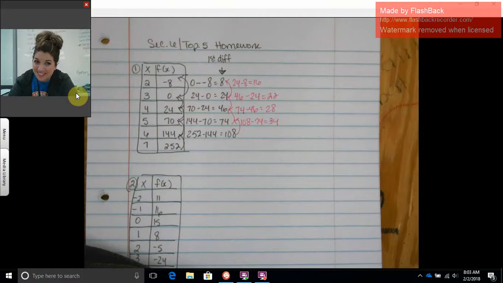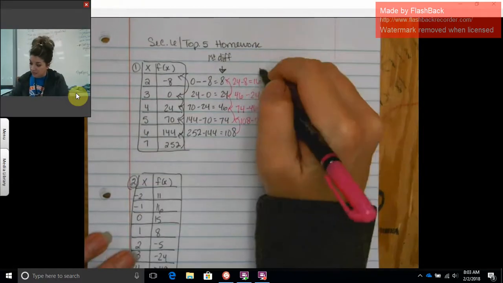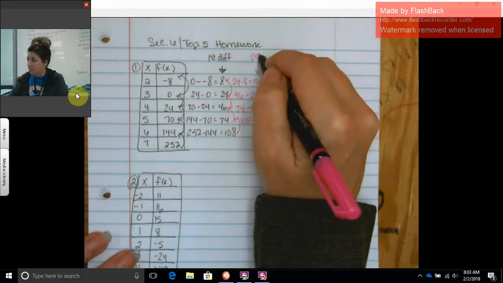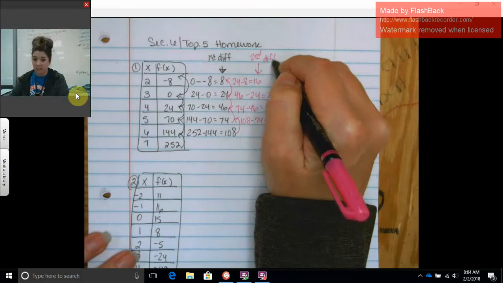Okay, so it's not 2 degrees because the second difference is not constant either.